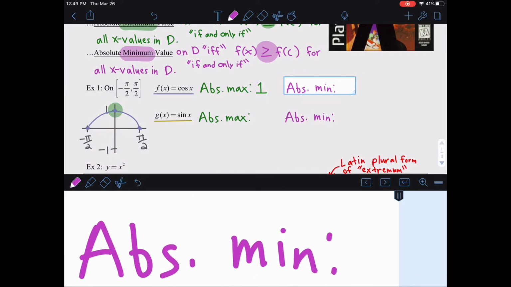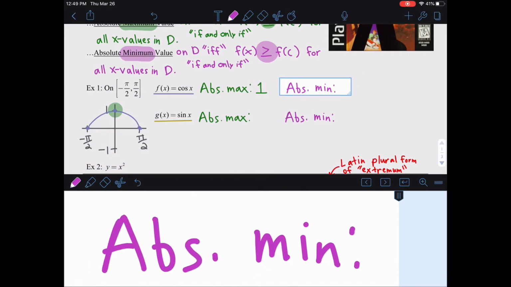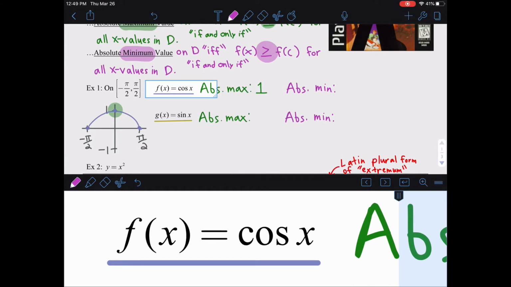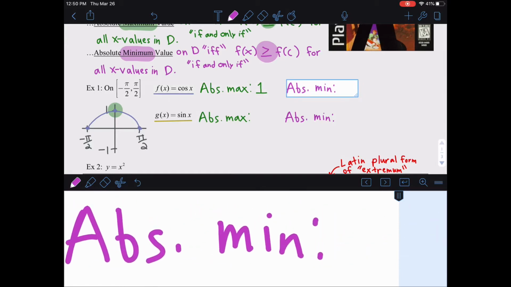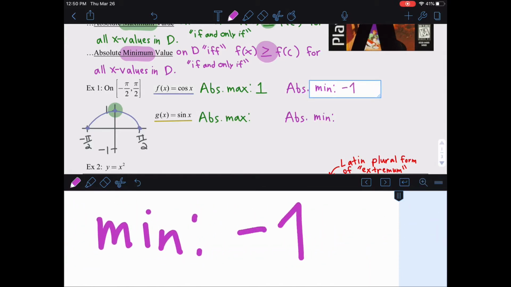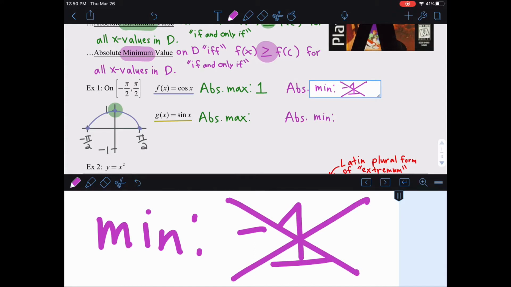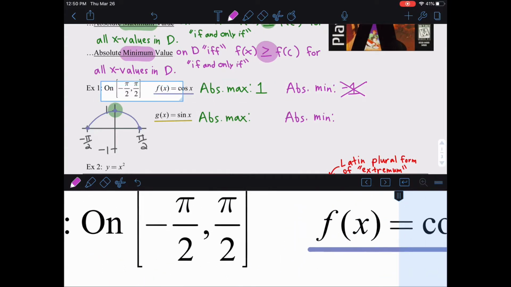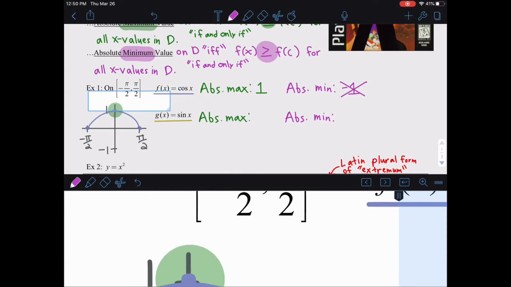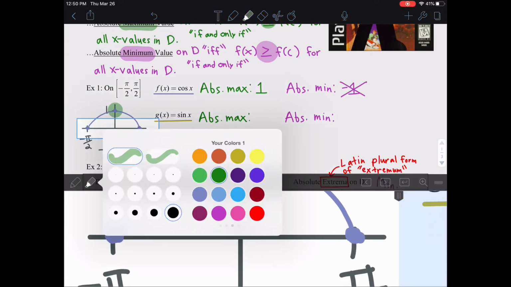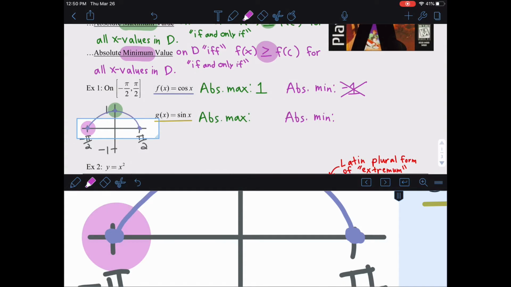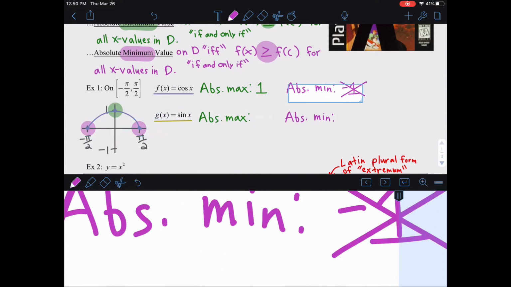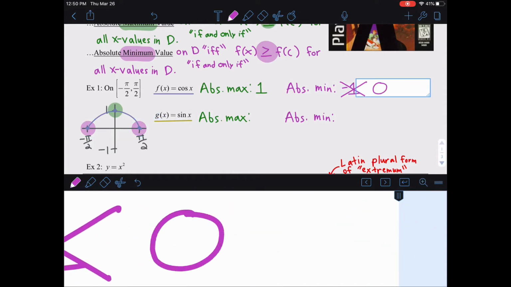So what's the smallest y coordinate we get for cosine? Now, if we think about just, hey, what's the range of the cosine function, we would say -1 to 1. But the answer for the absolute minimum here is not -1, right? That would be over the entire domain of cosine of x. That's not what we're looking at here. This is only from -π/2 to π/2, right? And so now we see that the smallest y we get is 0 at -π/2, and it also happens at π/2. So the absolute minimum value is going to be 0.